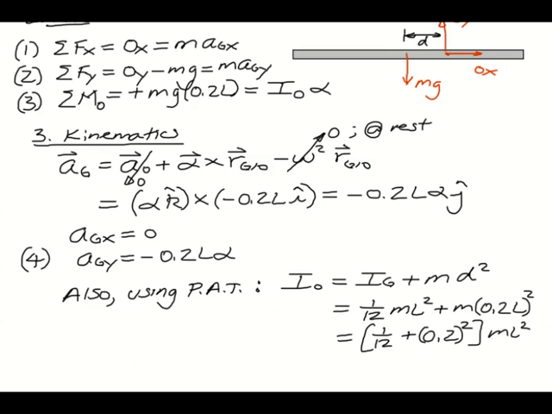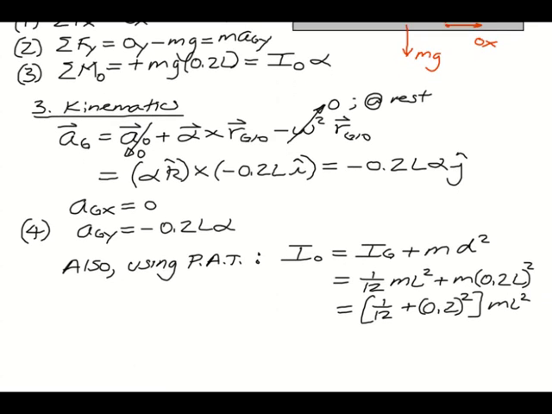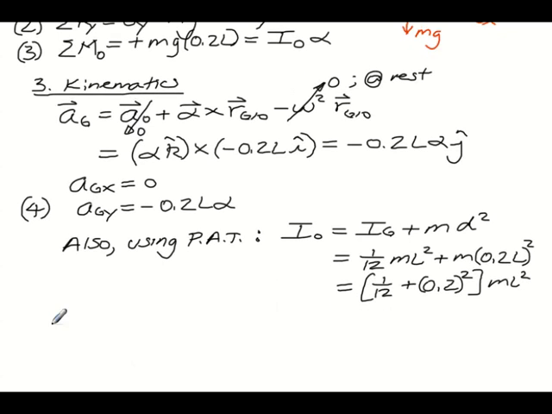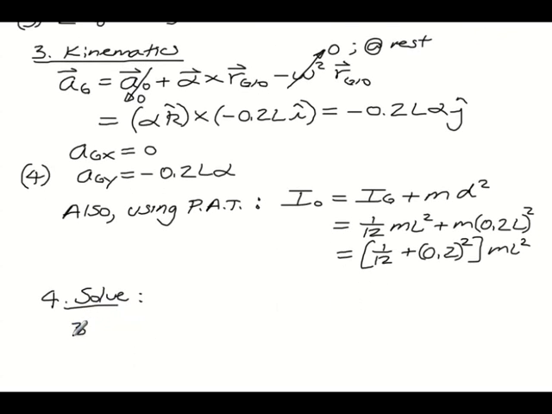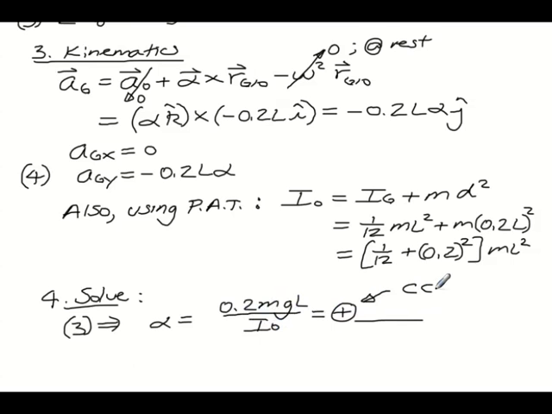I took the good route, I think, by doing a moment about O, but we pay the price here in having to find the mass moment of inertia about O. Okay, so we're in good shape. We can now solve. Equation 3 says that alpha is equal to 0.2 m g L divided by I_O. So whatever number that ends up being, we know it's a plus, and that's good. The plus sign means it's counterclockwise. We made that guess, and the guess was right.